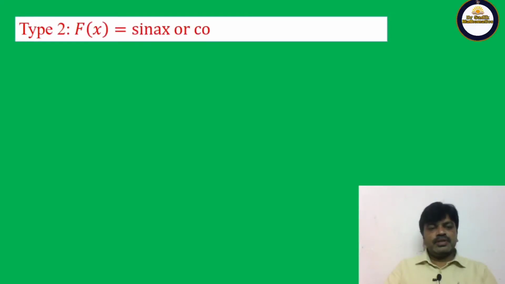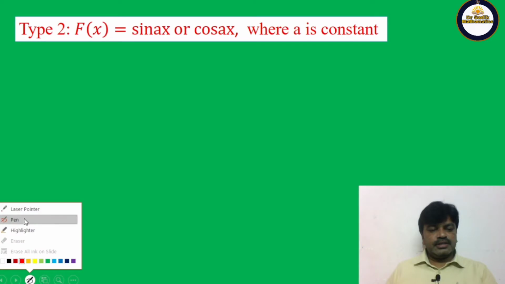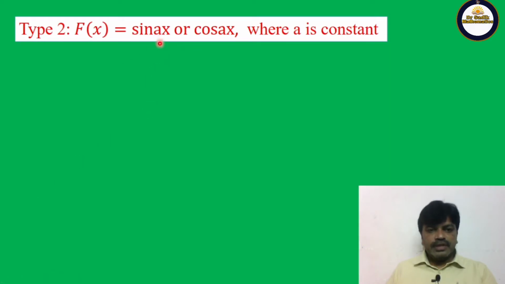Type 2: f(x) = sin ax or cos ax. What about a, friends? Here a is a constant. Please remember.